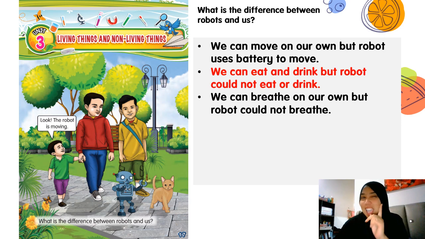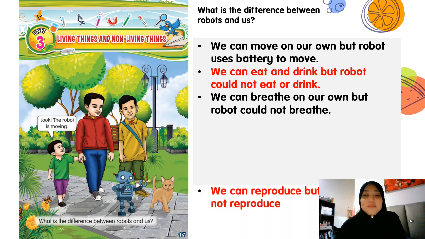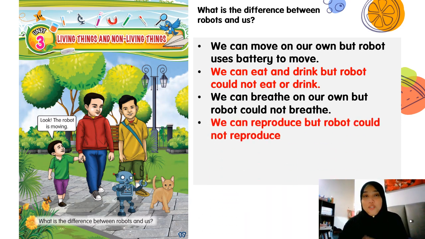Let's see and check the next answer. We can reproduce, but robot could not reproduce. Maksudnya, kita boleh melahirkan anak, tetapi robot tidak boleh melahirkan anak. Do you understand me, kids? Okay, now let's take a look at the next slide.